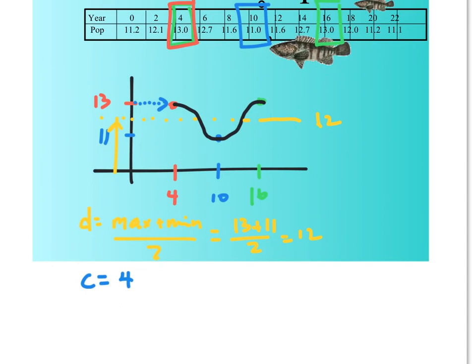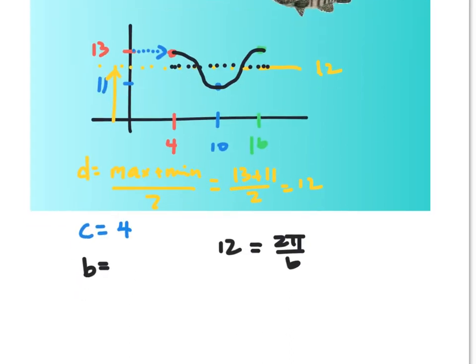Okay, b. B is the distance from max to max, and that in this case is 12. So b is not 12. In order to get our period, remember period equals 2 pi divided by b. And we know in this case our period is 12 units, so we've got a little bit of work to do. So we'd multiply by b on both sides, and then divide by 12. So b is pi over 6.